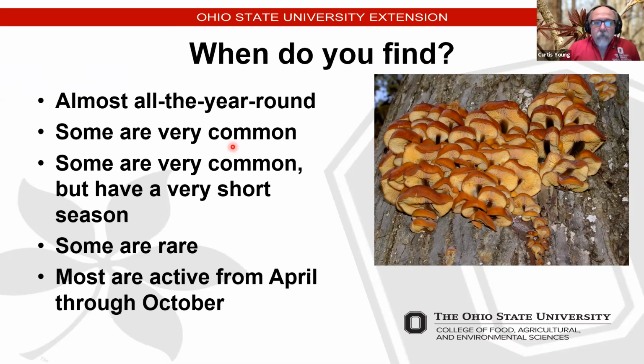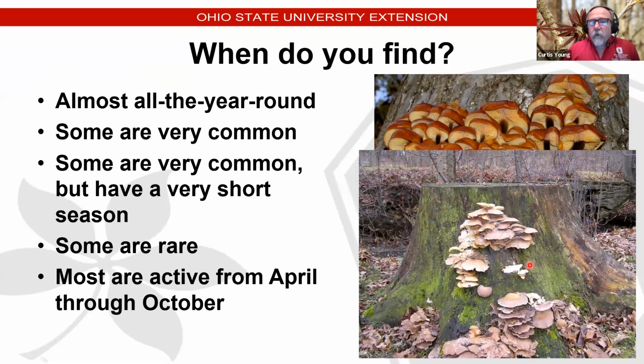Some of them are very, very common, so you can find them almost any time during the growing season. Some are very common, but they have an incredibly short growing season, such as the morels. We are probably in the beginnings of the heat of morel season, and it only lasts a week or so. Some are pretty rare, and you can only find them occasionally. And most are active between April and October. So here again, the velvet stem, you can find them throughout most of the year. And the oyster mushrooms can also be found in most of the year as well.